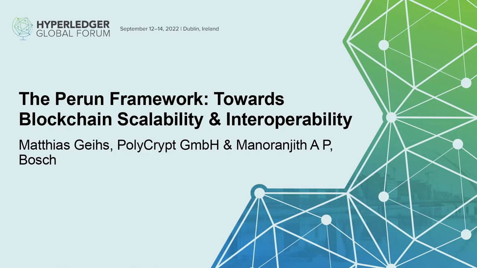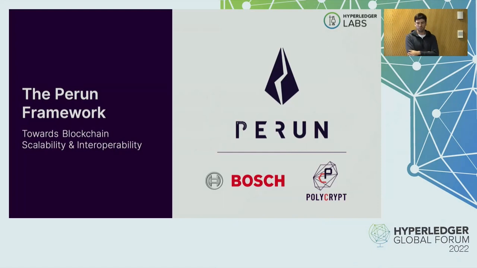Dan, thanks for coming. So this talk will be about the Perun Framework, which you can see as a toolkit for blockchain scalability, for increasing the transaction throughput, and also for enabling transactions across blockchains. For example, regarding blockchain cross-chain swaps.